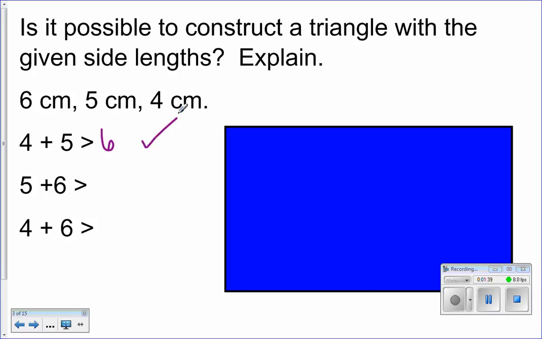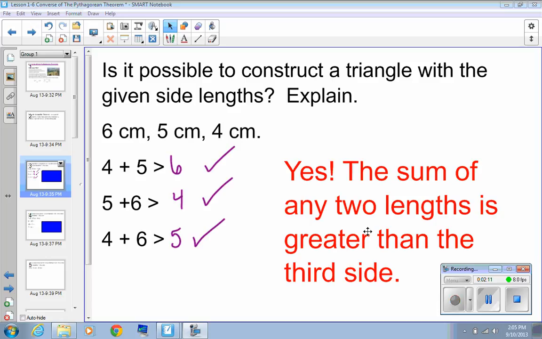Yes, because it's 9. So I'm going to add 5 and 6. Is 5 plus 6 greater than the side we didn't use, 4? Yes, because 5 plus 6 is 11. Then I'm going to add 4 plus 6. We get 10, and that's greater than the side we didn't use, which is 5. So I used all my combinations, 4 plus 5, 4 plus 6, and then 5 plus 6. I want to make sure that when I add those sides, it's greater than the remaining side. So our answer would be yes, the sum of any two lengths is greater than the third side.